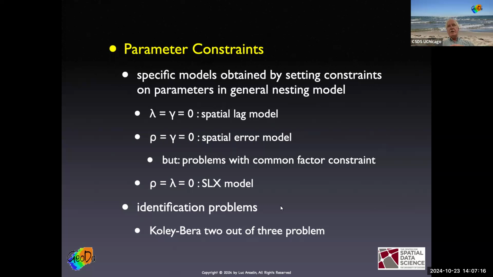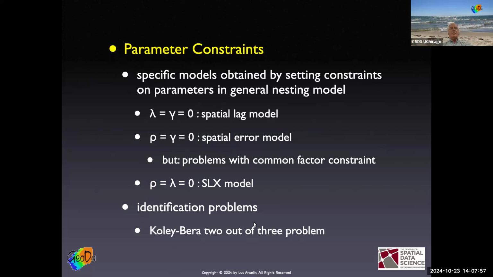So you would estimate this general nesting model and then check: is rho 0? Is lambda 0? Is gamma 0? And if they're not significant, which means for all practical purposes they're 0, you drop them. And then you go down the ladder, you start with the big model and you get simpler and simpler models, and then you stop where everything is significant. The problem with that is the separate identification of the parameters in the general nesting model.